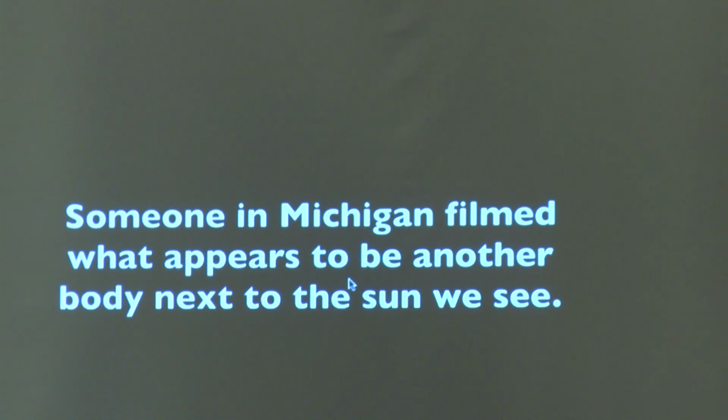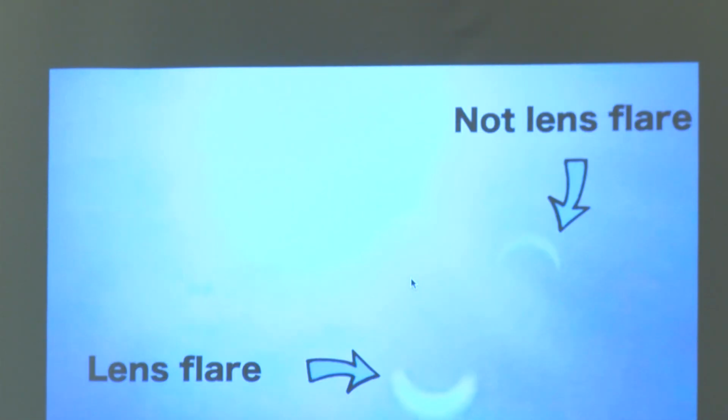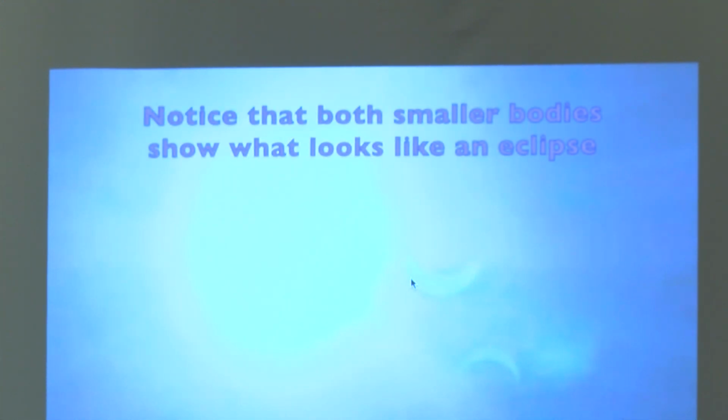A bunch of people that filmed during the eclipse saw another weird body next to the eclipse. And there it is. Watch how the lens flare is dancing and the other one is not. If you look at the one that's locked to the sun, it looks like it's being eclipsed. That bright light is the sun being eclipsed. It's just too bright for the camera.